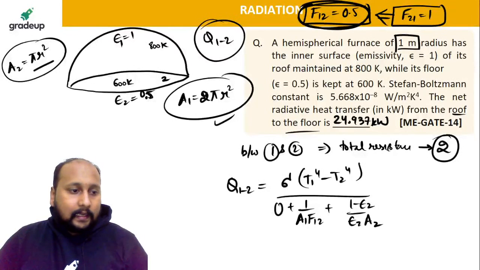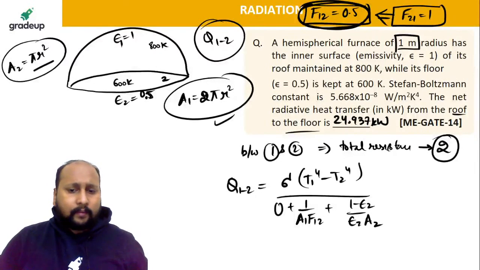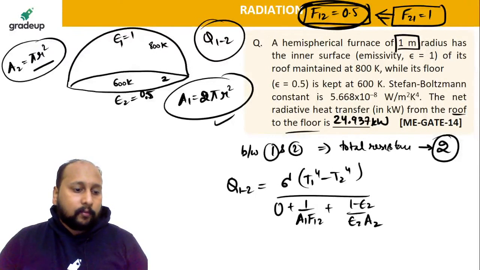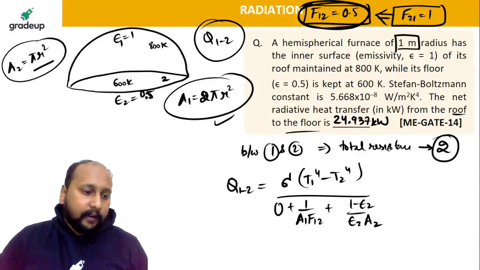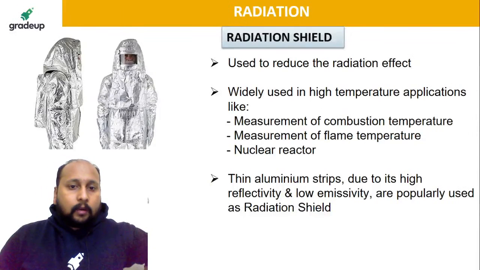Okay, is this clear? The key point is F12. The rest of the calculation is purely mathematical; all you have to do is the calculation. The logic behind taking up this problem was the shape factor concept. Next question. Okay, now let's talk about radiation shield.